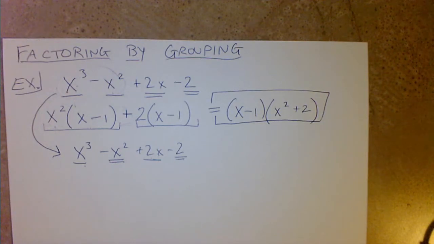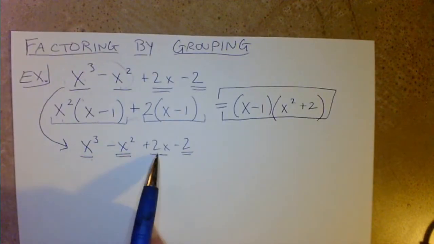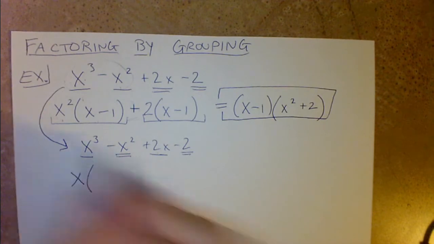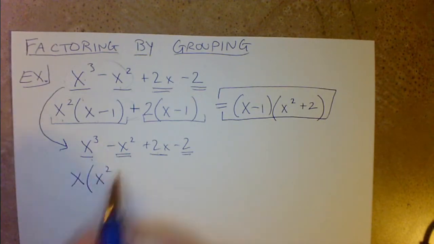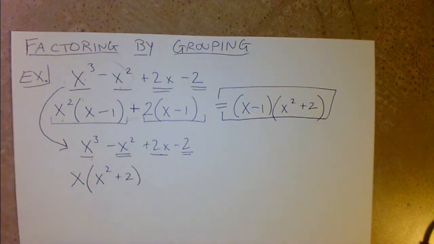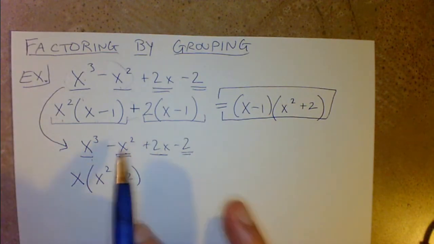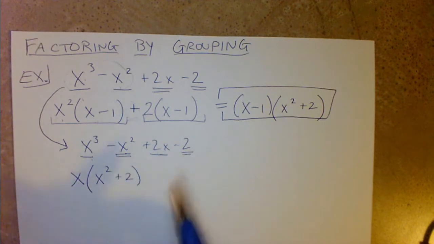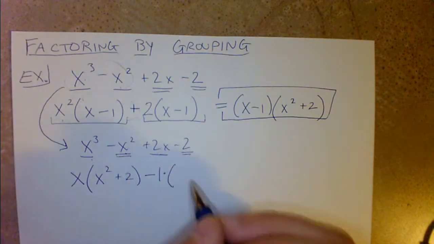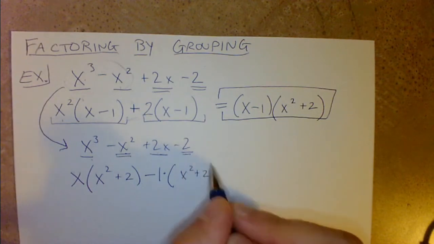And the answer, fortunately, is no. So we can do that. So let's group these two together. Again, what they have in common is that x. So we'll pull that x out. We're left with x squared here, and we're just left with a plus 2 right here. All right, what do these two have in common? Really not a whole lot except for a negative 1. So negative 1 times x squared plus 2.